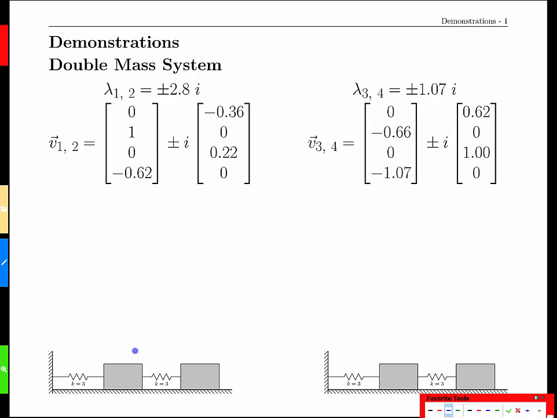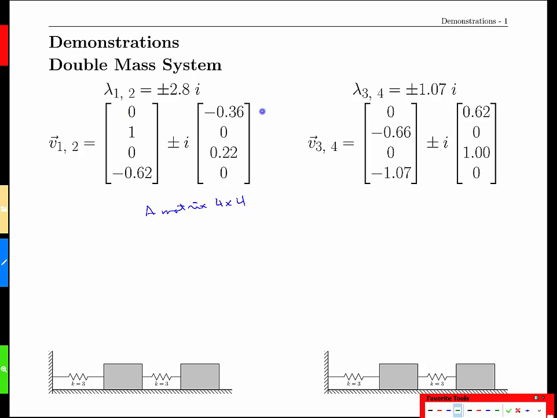The first system we'll study is the two-mass system. Two springs, k equals 3, two masses, mass equals 1. When we translated this to an A matrix first order system, we had an A matrix that was 4 by 4, and we see that we had four complex eigenvalues. We had two of them with plus or minus 2.8i, and two of them with plus or minus 1.07i.